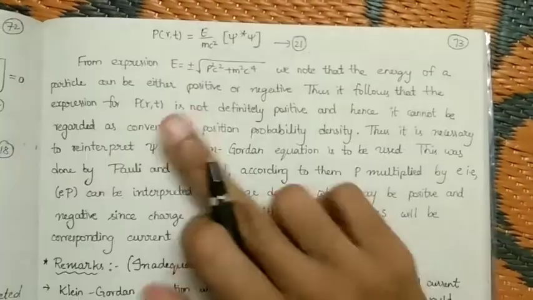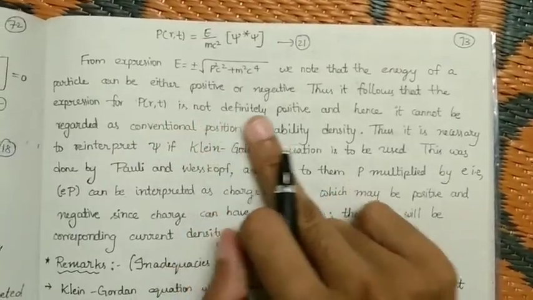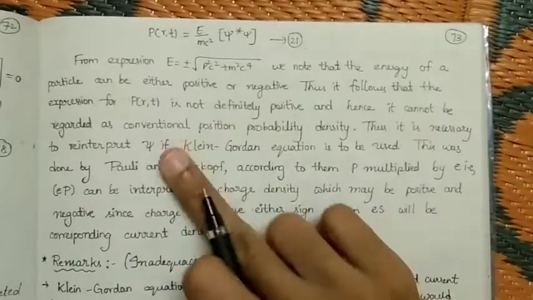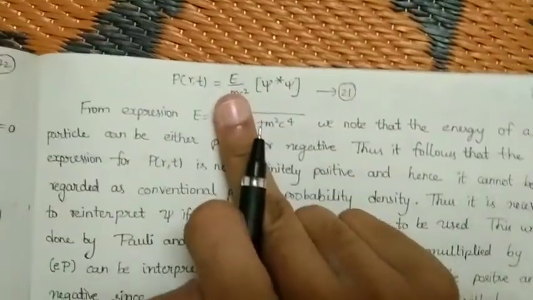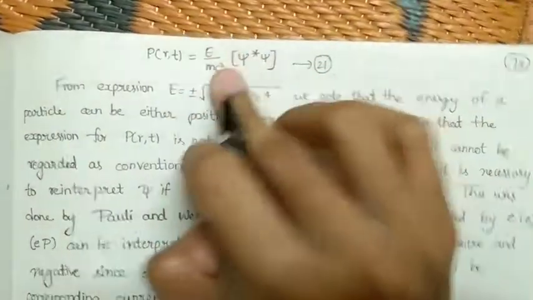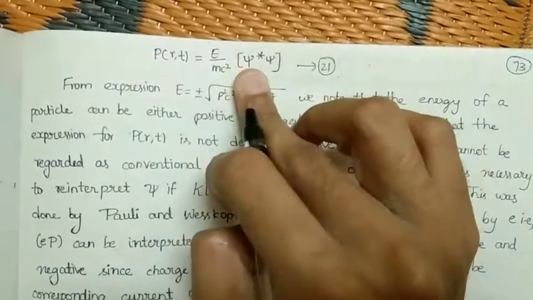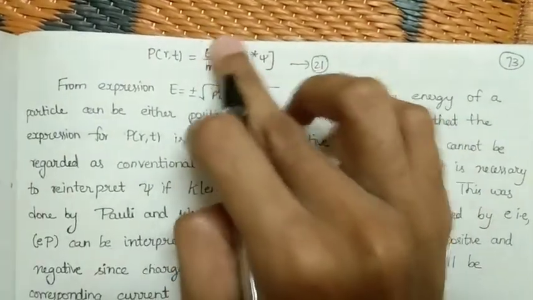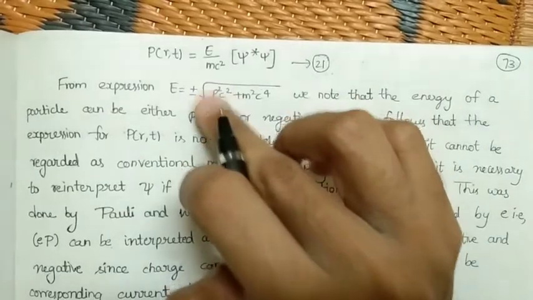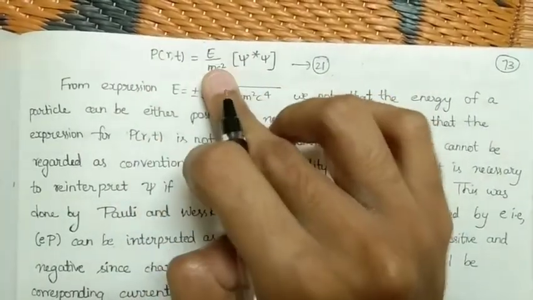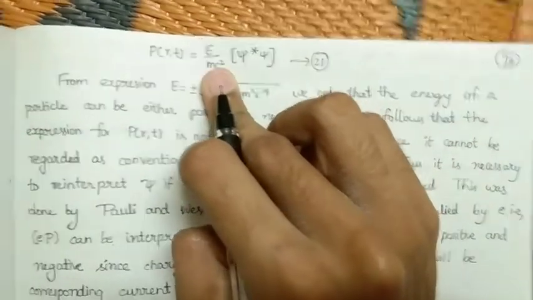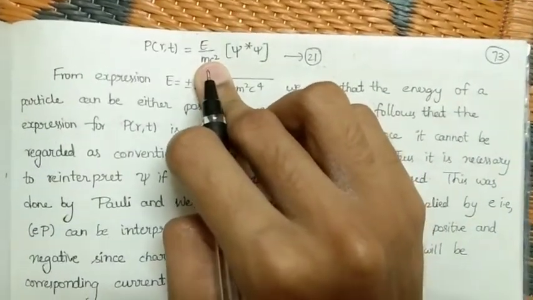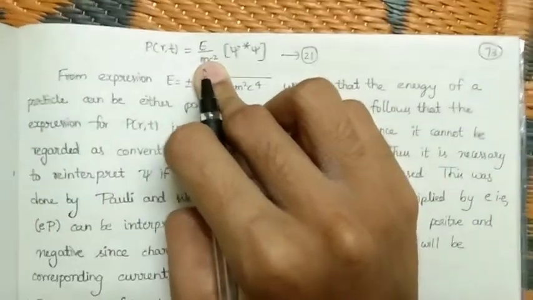Thus it follows that the expression for p of r comma t is not definitely positive, and hence it cannot be regarded as a conventional position probability density. In this equation, E by mc square xi star into xi is present. So if E is positive or negative, then p also would become positive or negative. But probability density cannot be negative. It has to be only positive. Probability means chances, and chances have to be only positive, cannot be negative. That is what they are saying.